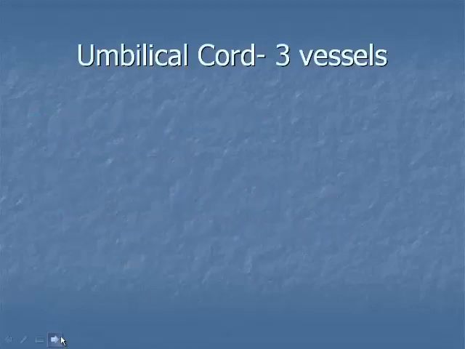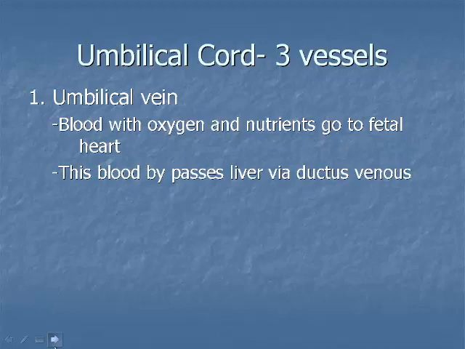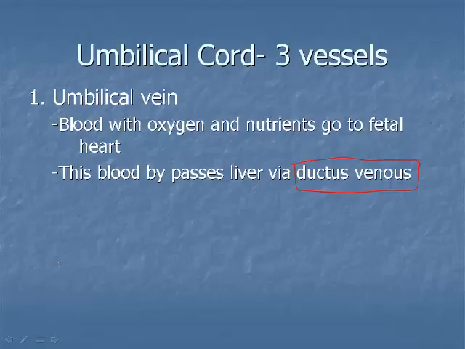Okay, so let's look at the three vessels. The first is the umbilical vein. So what this is, it's blood with oxygen and nutrients that goes to the fetal heart. This blood bypasses the liver, and here's one of the big terms here, and it's called the ductus venosus. Okay, pretty much the vein duct. And it bypasses the liver, so it doesn't actually go through it, and we'll talk about why right now.